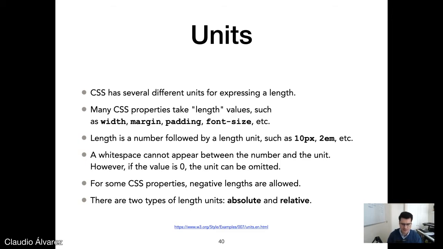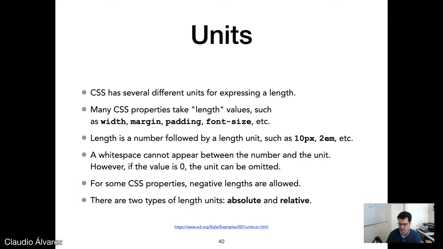So there are units in CSS as to how to specify length. We've got many properties that take length values, such as the box model properties, the width, the margin, the padding, the font size. All of those properties will require some length measure. So length is specified by a number followed by a length unit. You have to put the number and the unit, the length unit, together, no space in between, otherwise it will be syntactically wrong. So 10 pixels or 2 EMs are valid measures.